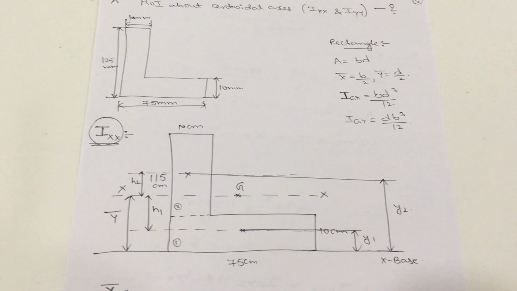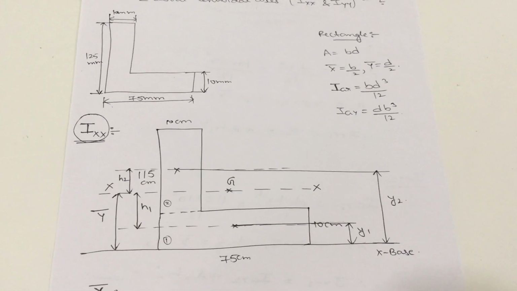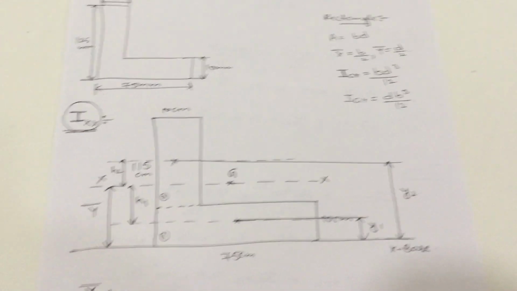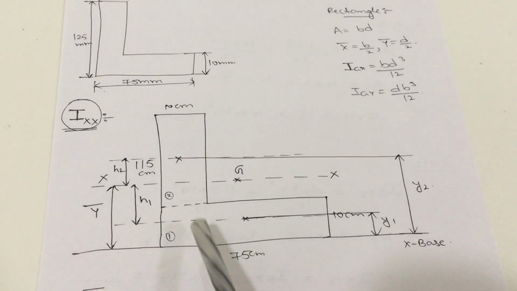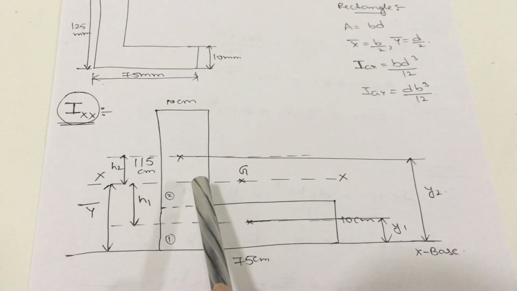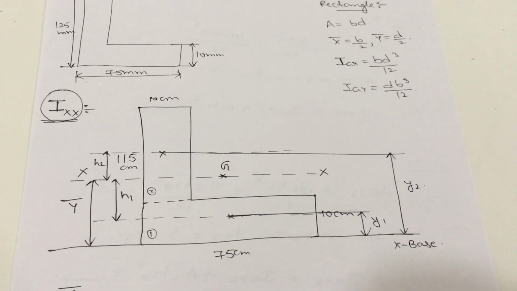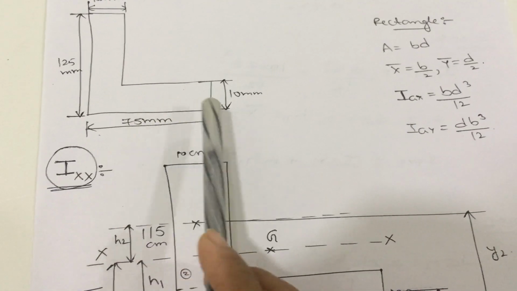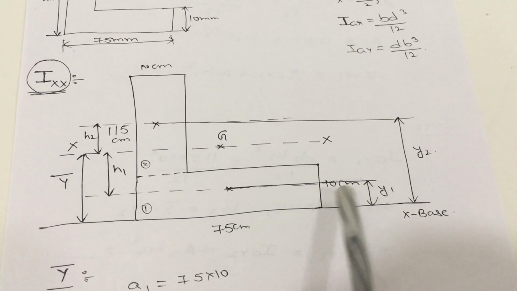So for that one we need to draw the given diagram once again in this manner, and we will locate all the y distances to the x base, and we will locate h distances also. Now see here, I will divide this L section into two rectangular sections in this way. I will consider this section as the first section and this section as the second section. Now we will write the dimensions for the individual sections separately once again in this diagram. Here for the first section dimensions are 75 centimeters and 10 centimeters.